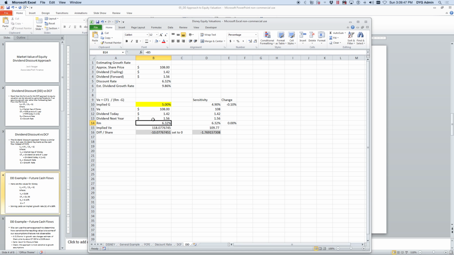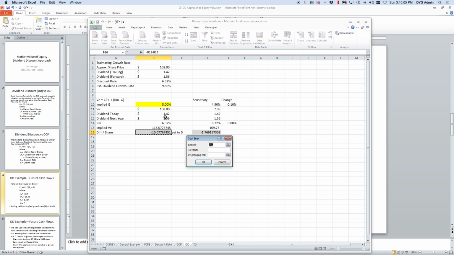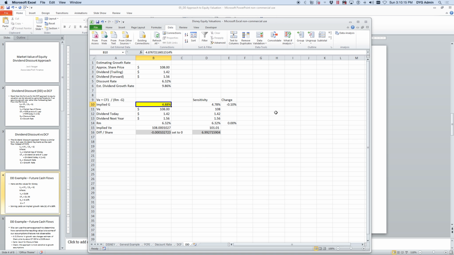When we plug all of that in, we get a stock price of $118. That is, our current stock price is $10 lower than that. Here's our difference, and so we need to solve for the right growth rate. Going to use the exact same process as before, what-if analysis, goal seek. We're going to set this difference to 0 by changing the value of the implied growth rate. It solves very quickly and comes back and says an implied growth rate of 4.88%.